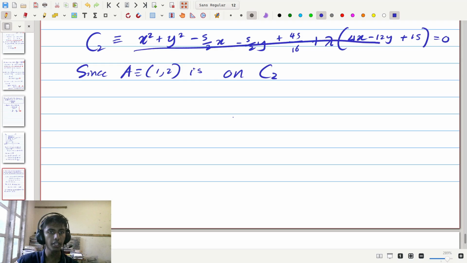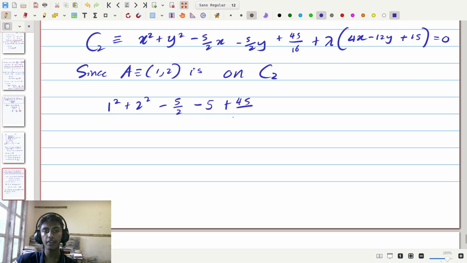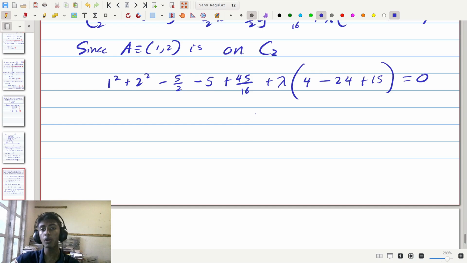So therefore, if we substitute x for 1 and y for 2, we get 1 squared plus 2 squared minus 5 over 2 times 1, which is going to be 5 over 2, minus 5 over 2 times 2, which is going to be 5, plus 45 divided by 16, plus lambda times, and then on the inside we get 4 times 1, which is going to be 4, minus 12 times 2, which is going to be minus 24, plus 15 is equal to 0. Now if we clean all of this up, we have 4 minus 24, which is going to be minus 20, plus 15 is going to be a minus 5. So we have minus 5 lambda. Taking it to the other side, we have plus 5 lambda.